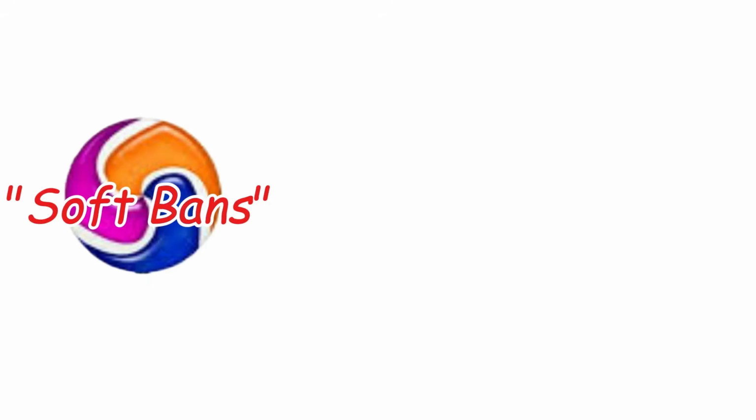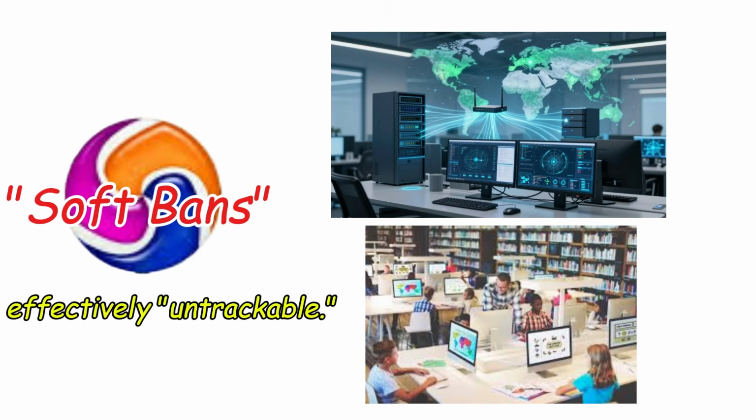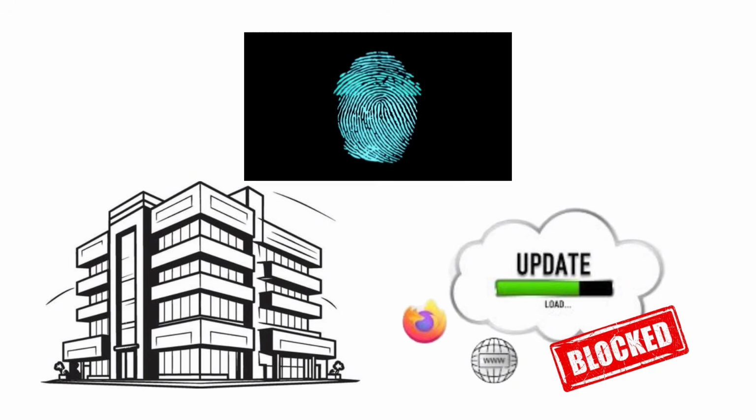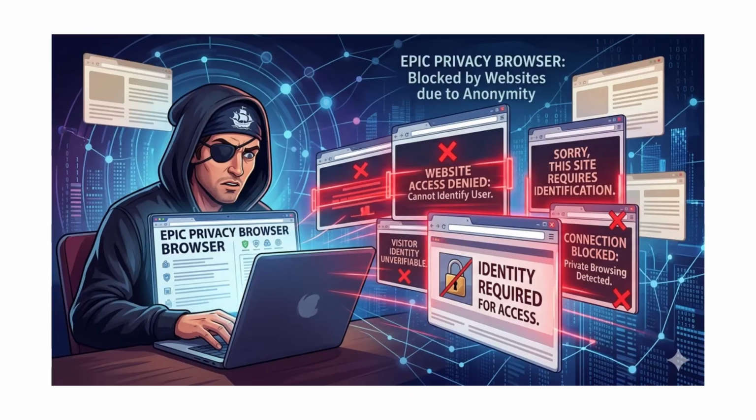Epic has faced soft bans across various corporate networks and schools because it's effectively untrackable. Some government agencies have reportedly blocked its update servers because it makes their fingerprinting techniques useless. It's banned by the advertising industry's silent agreement to make it as hard to use as possible. If you use Epic, you'll find that half the legit websites on the internet will refuse to load because they can't see who you are.